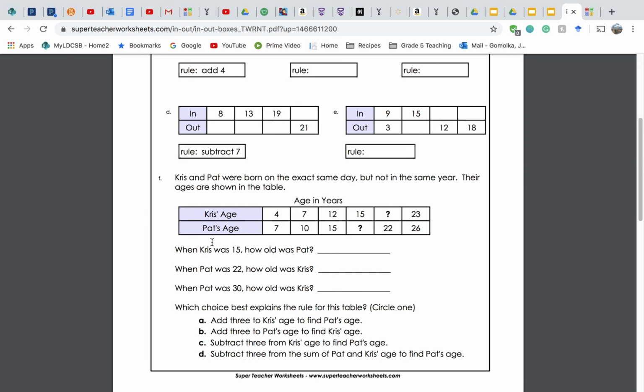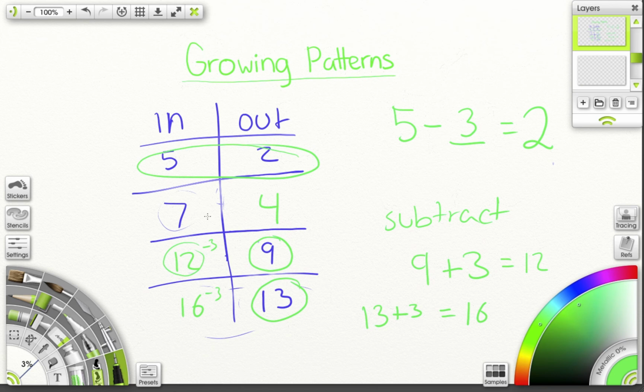Well, let's look at the difference. So when Chris was 4, Pat was 7. How many years older was Pat than Chris? To do that one, all I have to do is find out what the difference is between 4 and 7, and that will give me my pattern rule.